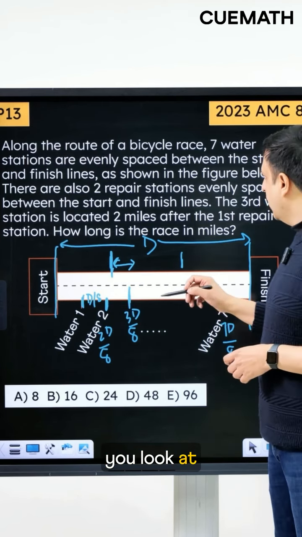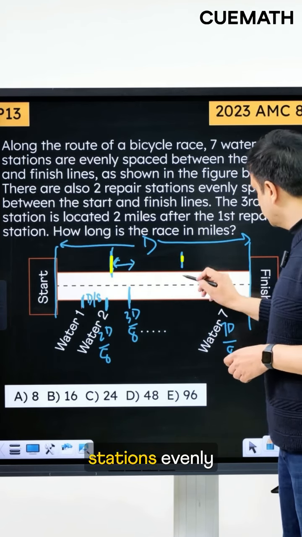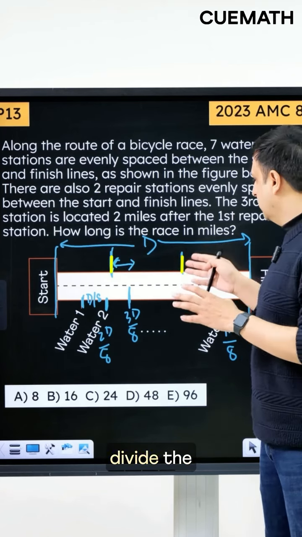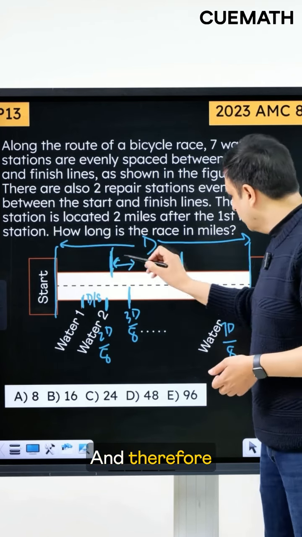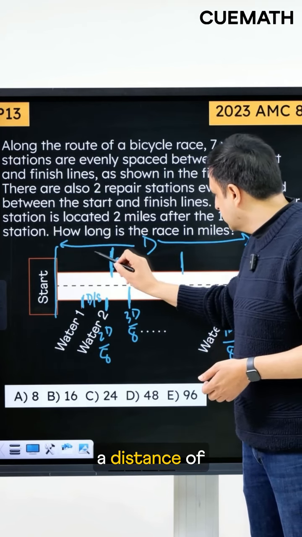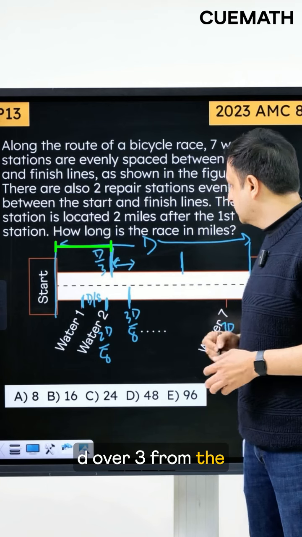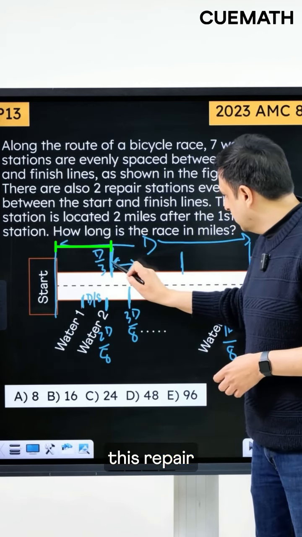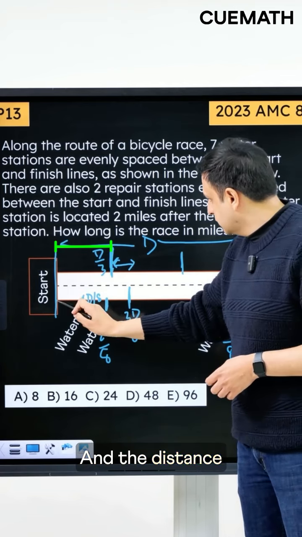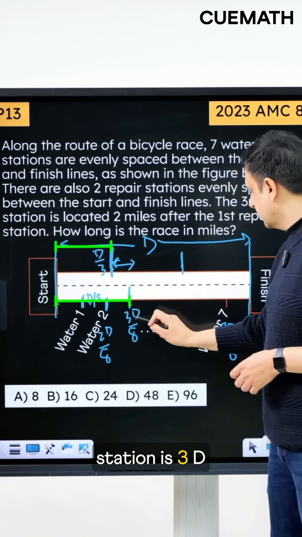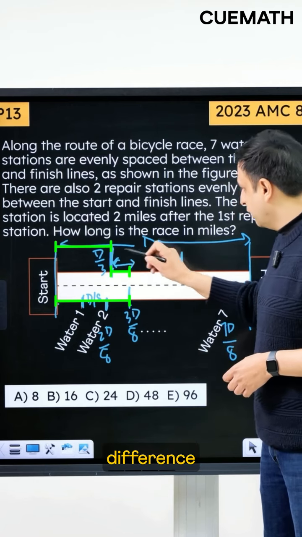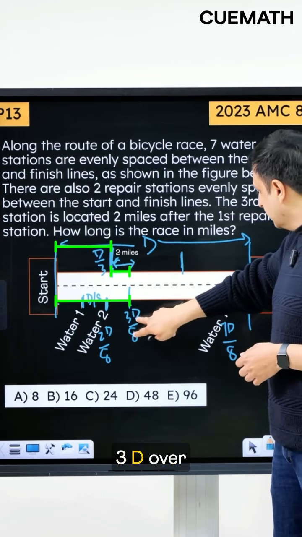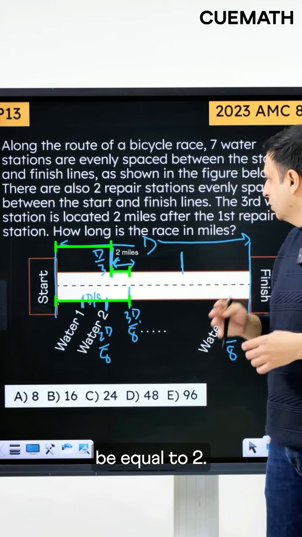And now if you look at the repair stations, so there are only 2 repair stations evenly spaced through this distance D. So these 2 divide the distance into 3 equal parts, and therefore this one over here will be at a distance of D over 3 from the start line. So this distance from the start line to this repair station is D over 3, and the distance from the start line to this third water station is 3D over 8, and we know that the difference between them is 2 miles. So now we get our equation: 3D over 8 minus D over 3 should be equal to 2.